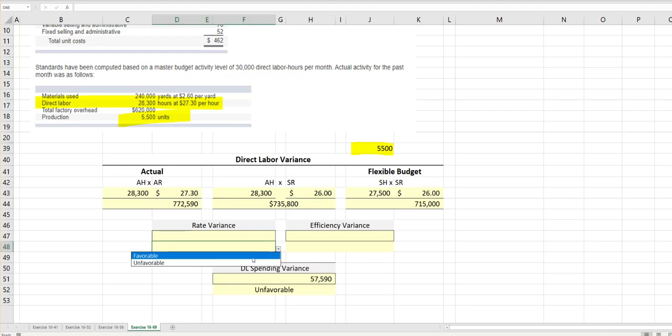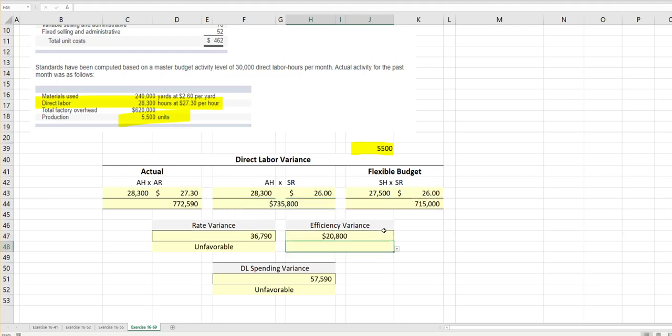So we're going to have an unfavorable rate variance, and that is going to be the difference between the 772,000 and the 735. Or, of course, we can calculate that by taking the extra $1.30 per hour, and we paid them for 28,300 hours. The efficiency variance, difference between the 735 and the 715, also will be unfavorable, and we know that because overall our variance was unfavorable, 57, and we've only accounted for 36, so we know this one has to be unfavorable.